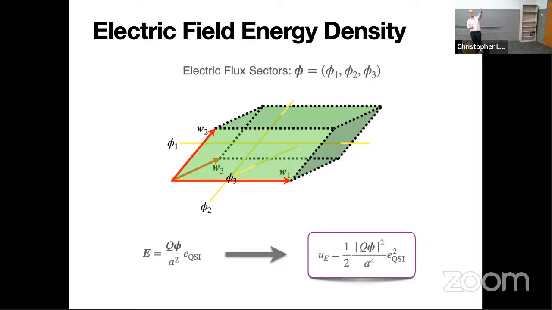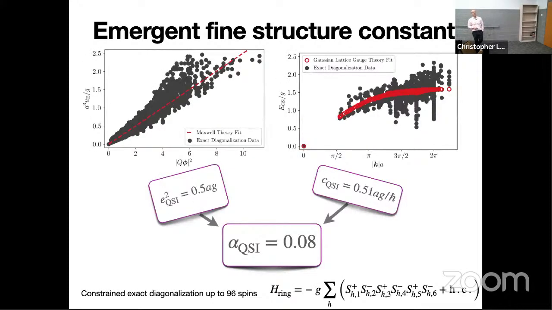Okay, and so using that, I can actually estimate what the energy density should be, and I can measure the electric charge, basically by how much energy that boundary condition flux produces. Okay, so we do it. We divide. I literally measured alpha here by dividing e squared by ħc. This is based on constrained exact diagonalization on up to 96 spins of that ring exchange model.